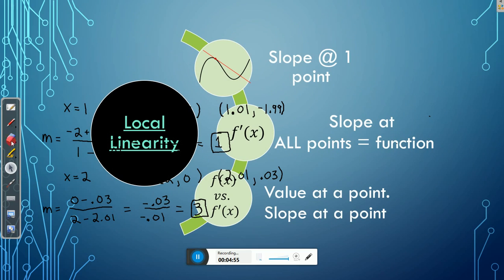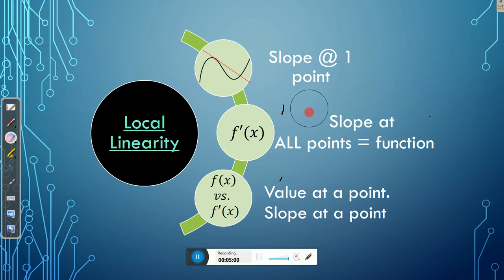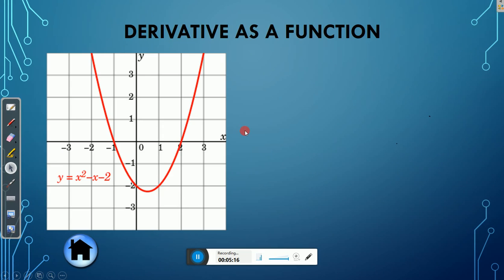All right, going back to our outline here, we found the slope at one point. We also need to recognize that if we did that infinitely and we found the slope at all the points, it would create a new function. So let's take a look at that one. Okay, so here is our parabola again, x squared minus x minus 2. And we just found the slope at two of those points.